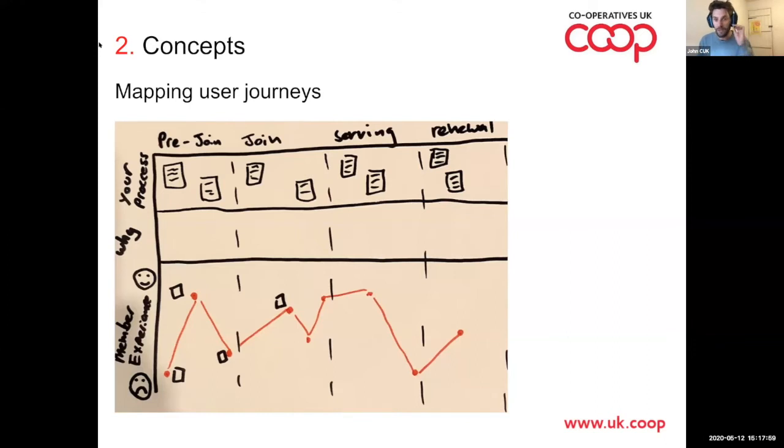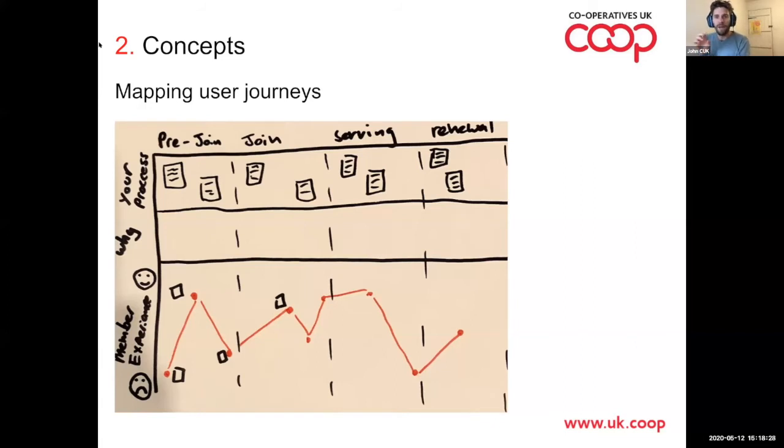Then what you do, usually in a workshop format, is you put on a big whiteboard all the activity, the contact points you have with that member. And by that, I mean print off the emails, print off the web pages, put actual examples throughout the journey of what they will see and how they will interact with you. What's the process you're following? And put that at the top, really, if you're doing this on a flip chart or a whiteboard.